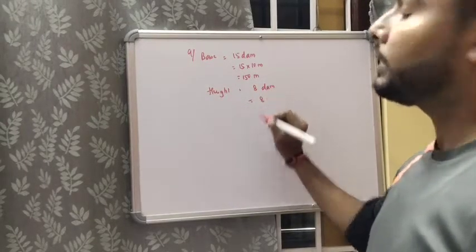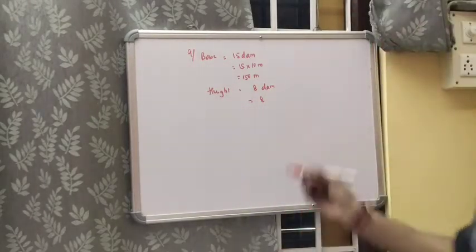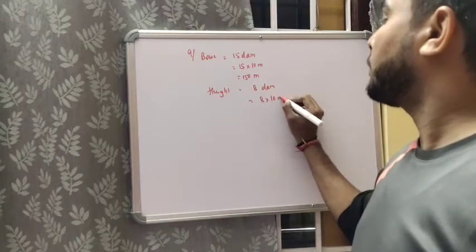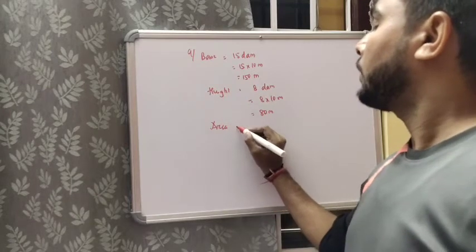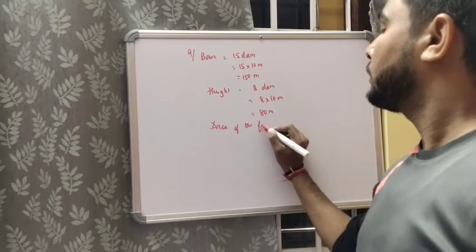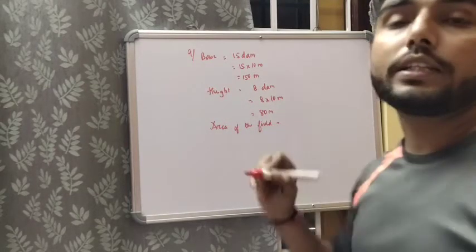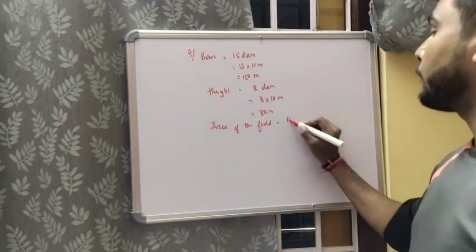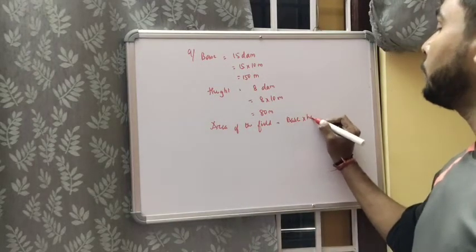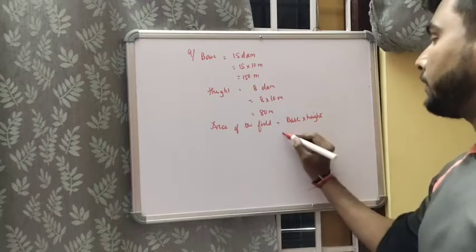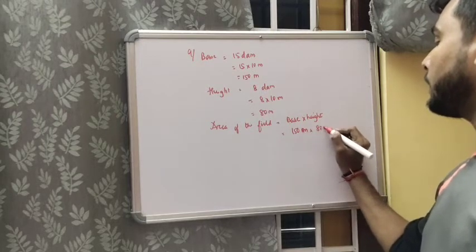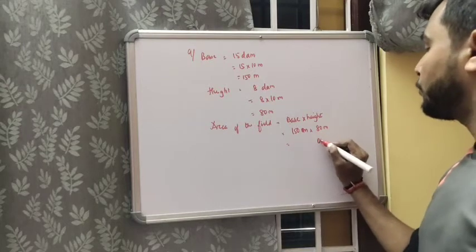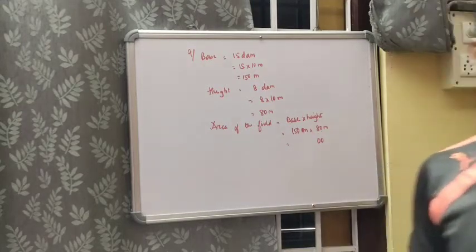And height is clearly given as 8 dam. So you have to convert to meter because cost is given per square meter. So 8 into 10 will give you 80 meter. Now the area of the field, since the field is in the shape of a parallelogram, will be base into height. So base is 150 meter, height is 80 meter. Two zeros will be there, as two zeros are there at the end.